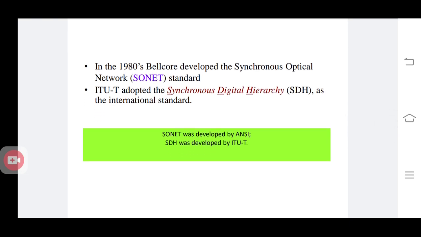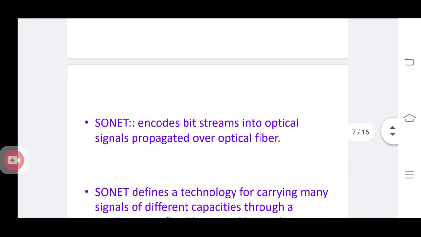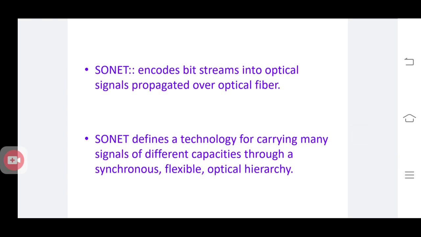Equivalent to this DS and ITU standard, for optical transmission we are using the synchronous optical network and synchronous digital hierarchy, that is SONET and SDH. SONET was developed by ANSI and SDH was developed by ITU. SONET/SDH is equivalent to the DS and ITU standards. SONET means synchronous optical network standard, and SDH means synchronous digital hierarchy standard. SONET encodes the bit streams into an optical signal which can be propagated over optical fiber, and it is mainly used for carrying many signals of different frequencies in a synchronous, flexible and optical manner.